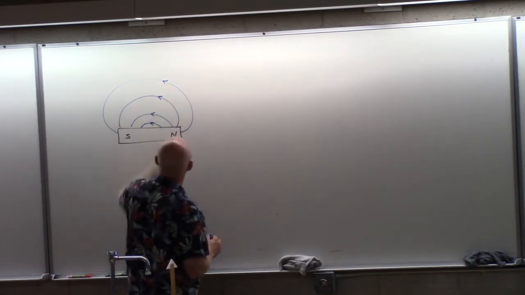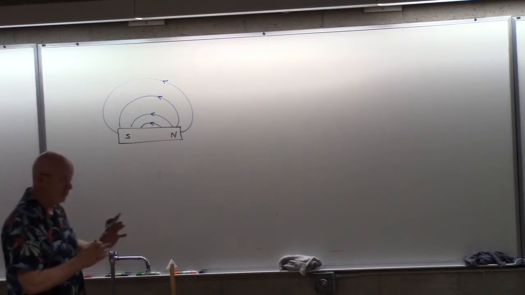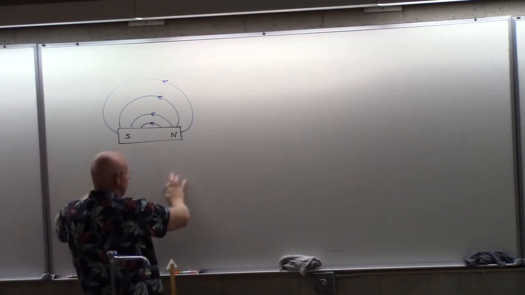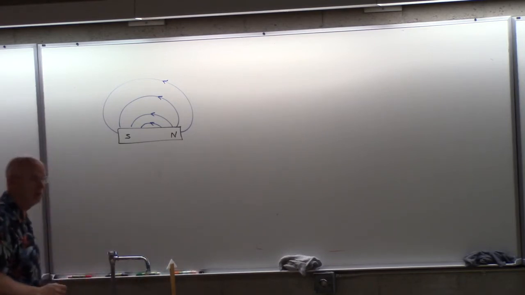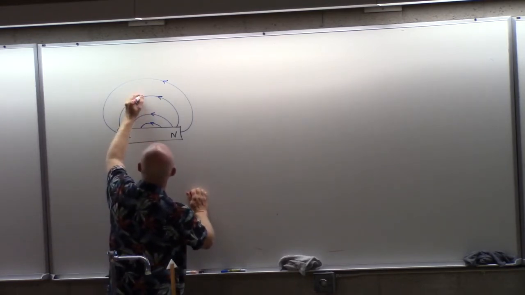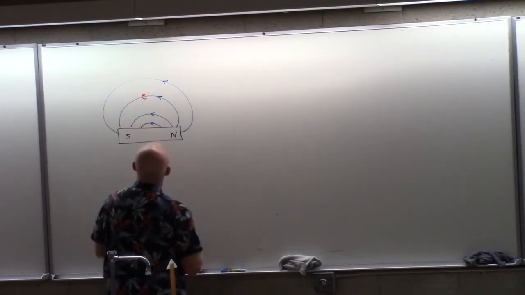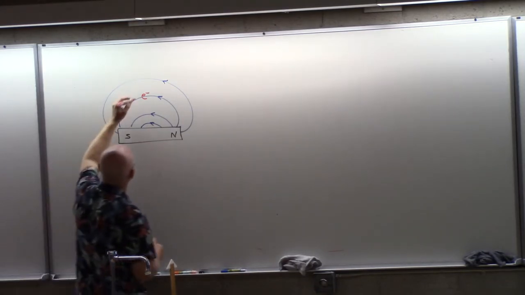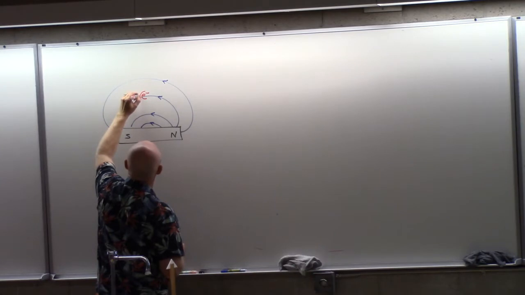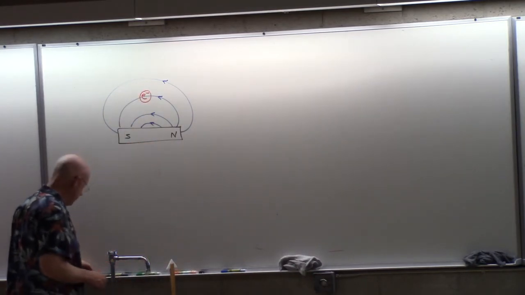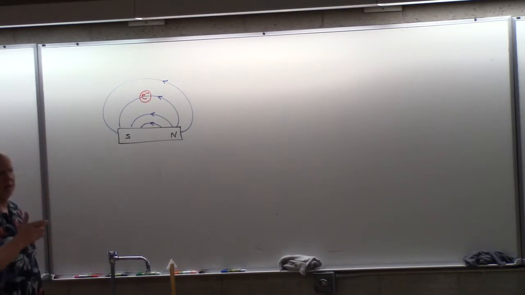Let me point out that the field goes from north to south. Let me point out there'd be a field in the other half down here also. And let me just put an electron in the magnetic field, put a circle around it, why not? So there's my electron.